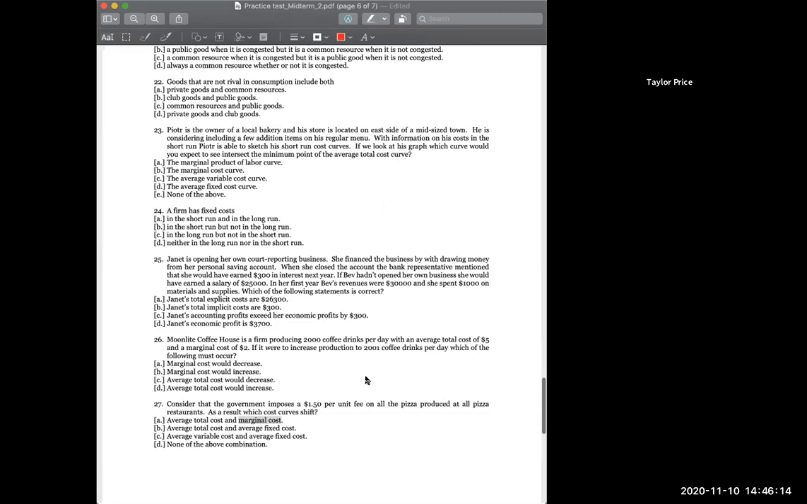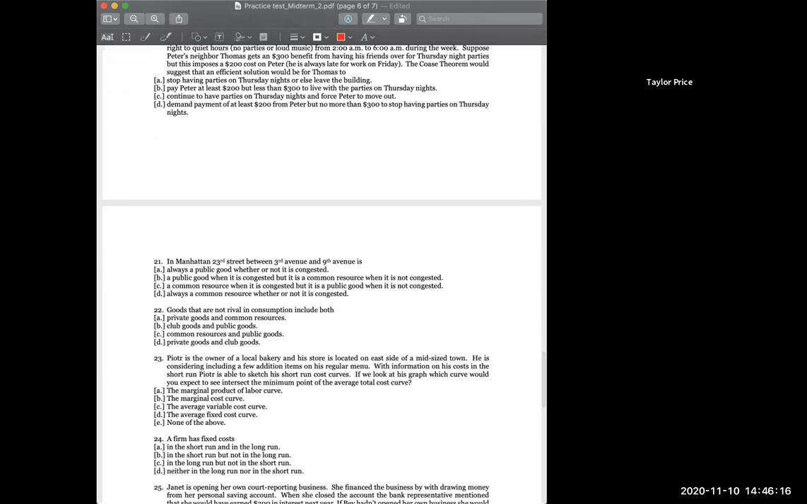Okay, so 21. So 21 is asking about Manhattan, 23rd Street between 3rd Avenue and 9th Avenue. And the correct answer is C. So it is a common resource when congested, but a public good when not congested.